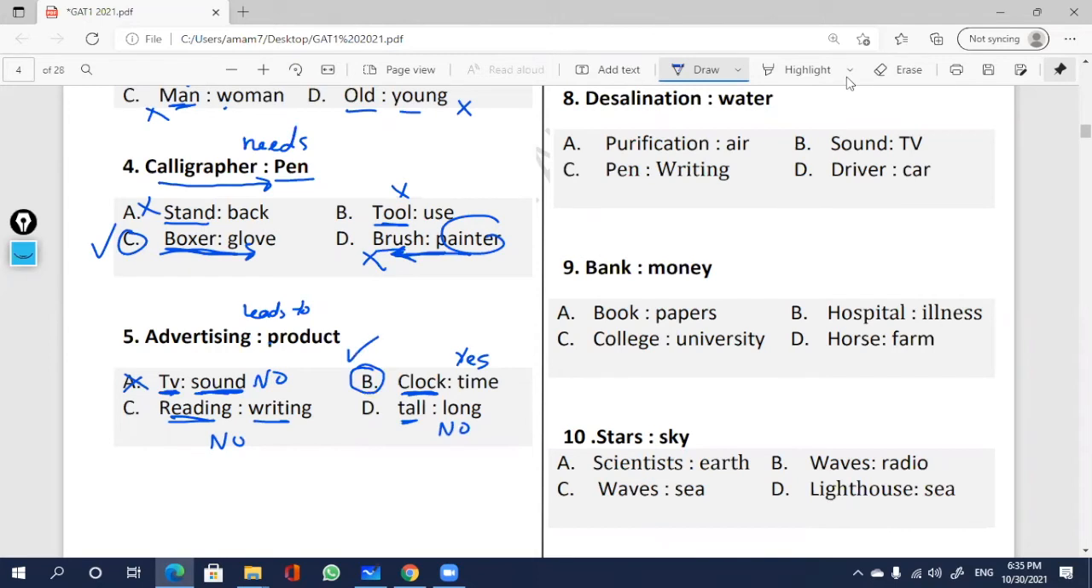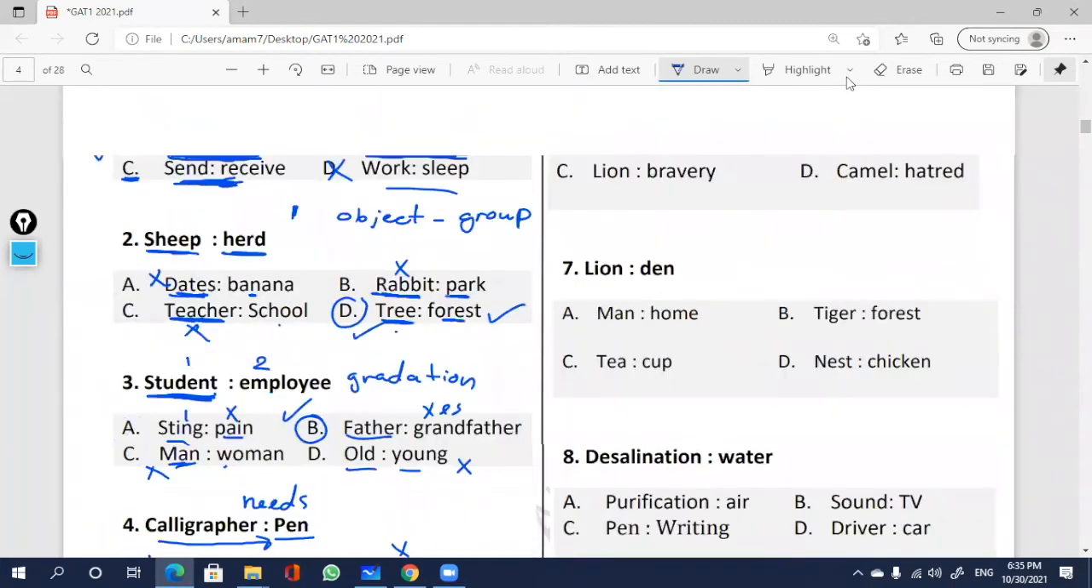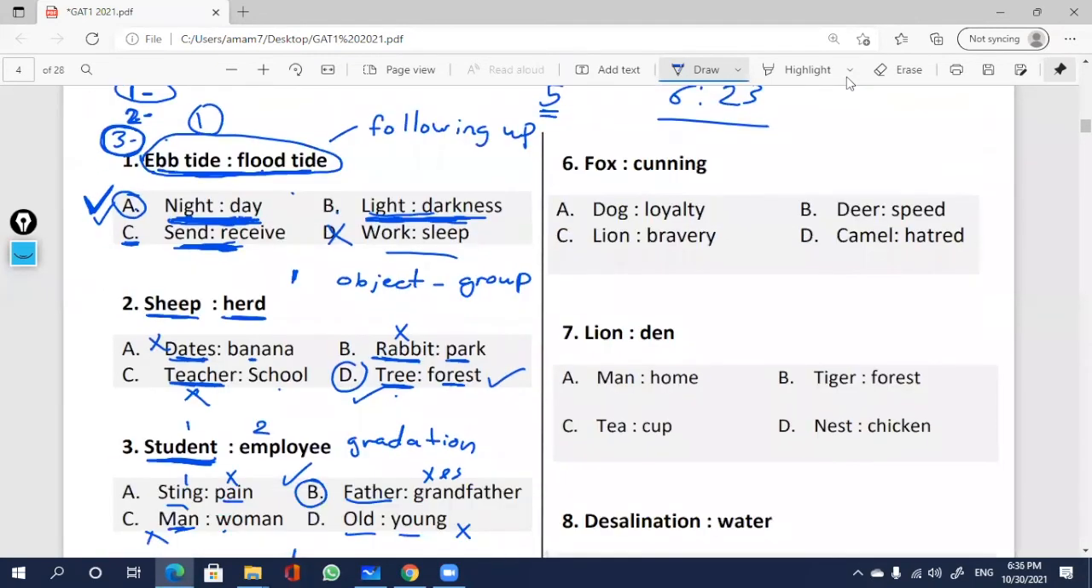Okay. Now how about number 6? Fox, cunning. Raise your hand. Mshari Al-Qahtani, can you answer this one? I'm not sure about this, but I put D. Because cunning is not... How about the relationship here? What's describing the fox? Describing quality, yeah.